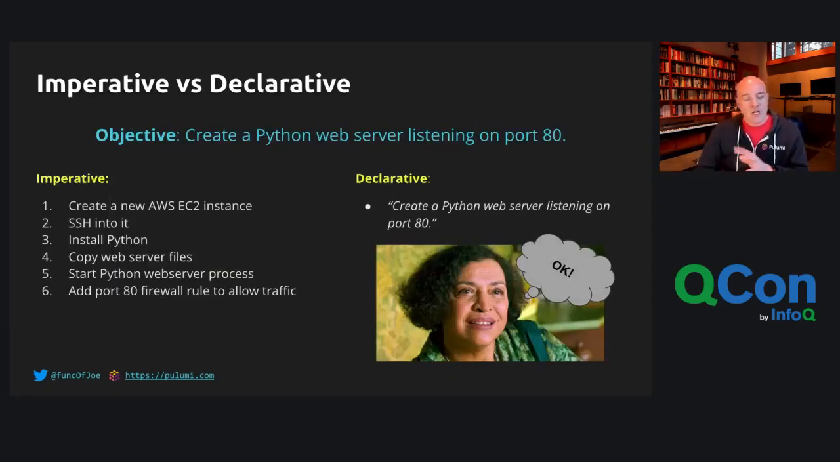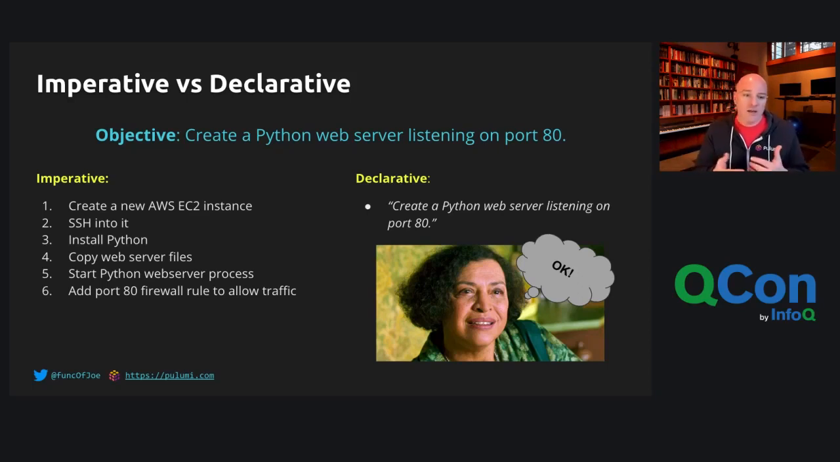The first major concept that's important to understand, and we'll first talk about some general concepts, and then we'll get into some specific tools. The first major concept is the notion of imperative versus declarative. And what do I mean by that? I'll give you an example just to make it concrete. What if our objective is to create a Python web server listening on port 80, available over the internet?